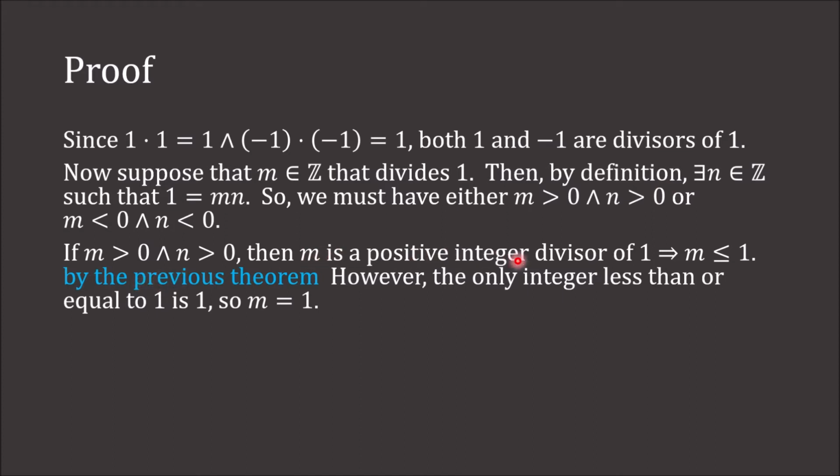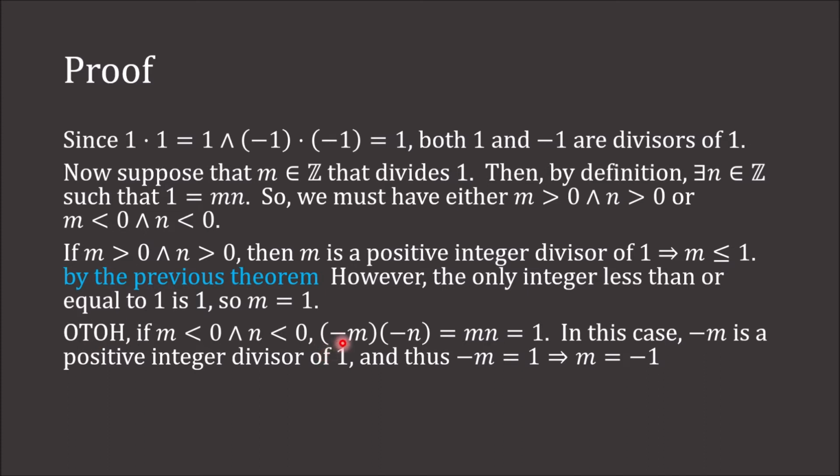So we first will consider this case here where both are positive. Then m is a positive integer divisor of 1, which means m must be less than or equal to 1 by the previous theorem. However, the only integer less than or equal to 1 that's positive is 1. So m has to equal 1. Now we're going to consider this case, where they're both negative.